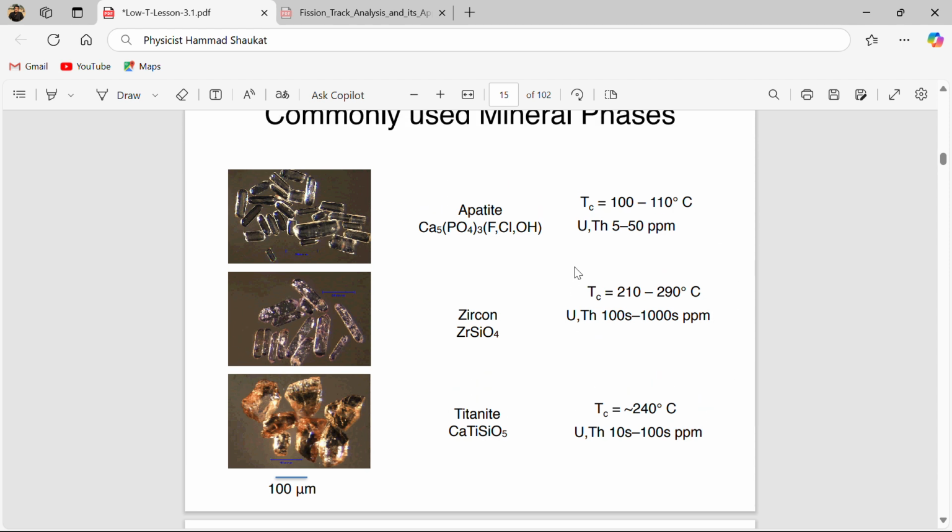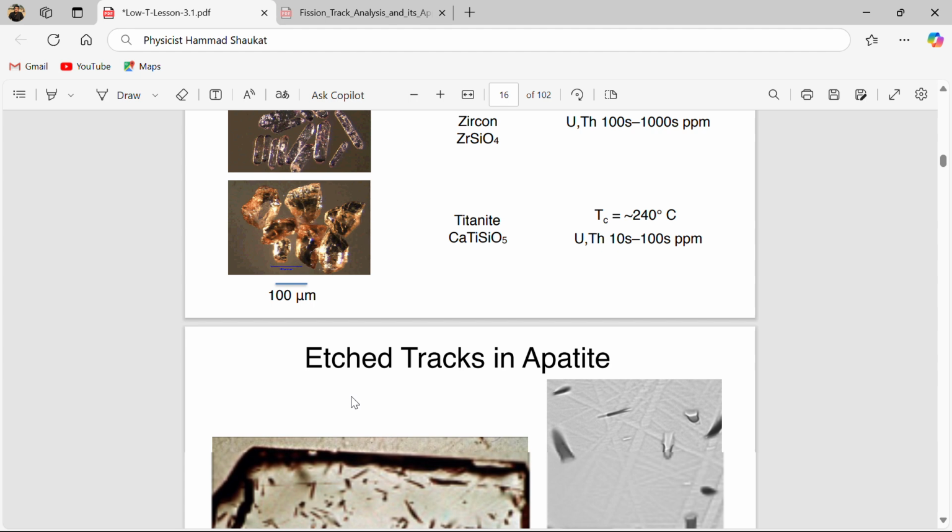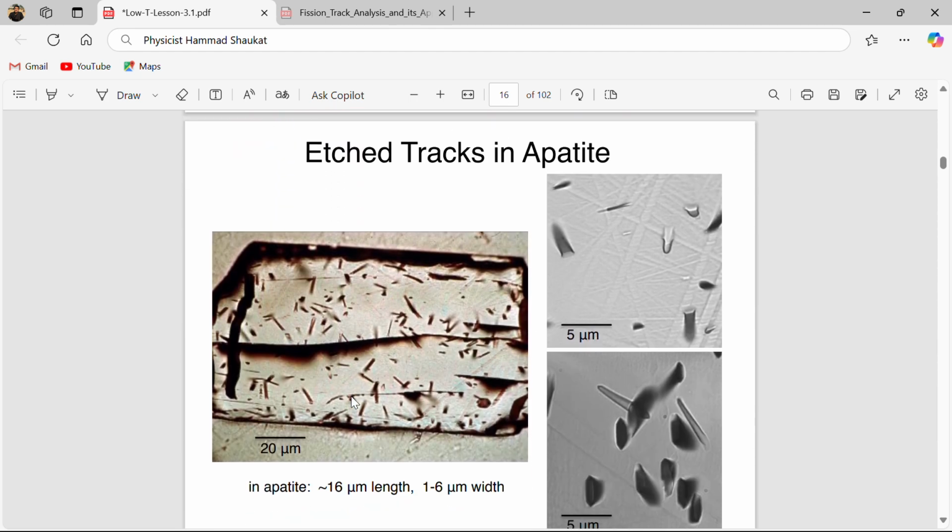Basically we are using uranium and thorium for this concern. These are the 100 micrometer zoom pictures of apatite, zircon, and titanite. These are the etched tracks in apatite. You can see these are the tracks formed in our track detector. This is the 20 micrometer zoom picture of apatite. In apatite, tracks are basically 16 micrometer in length and 1 to 6 micrometer in width.